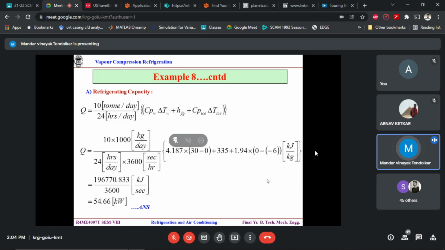You need to convert into kgs. And then finally 3600, that is to convert into seconds, so that you will get it in kilowatt. Otherwise, kilojoule per minute, kilojoule per hour, whatever unit you are comfortable with. Here the point to be noted is 4.1868 or 4.187, whatever, into delta T for 30, then 335 as the latent heat, and then 1.94 into 0 to minus 6. None of these should be skipped. Is the calculation correct?